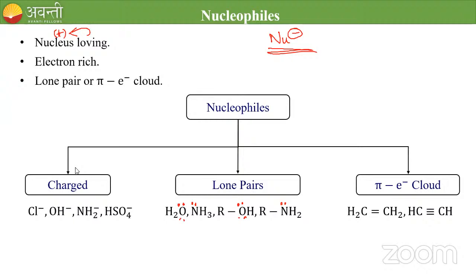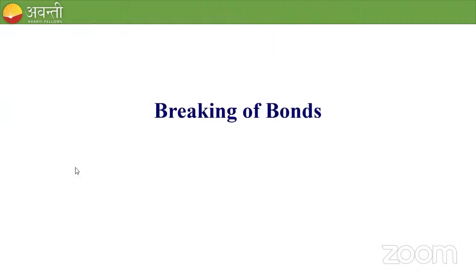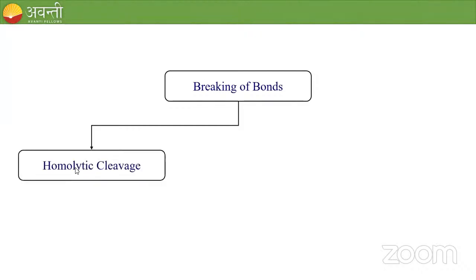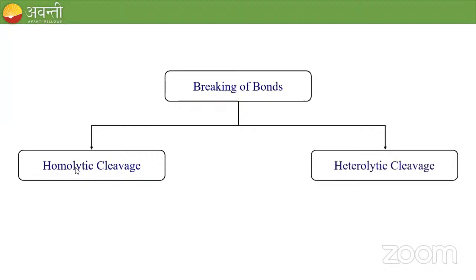Okay, my dear students. So now let's enter into the second topic. The second topic is breaking of bonds. Bonds can be broken in many ways. Many means two different ways. One is homolytic breakage or homolytic cleavage, and the other one is heterolytic cleavage. So you all know the meaning of homo and hetero, right? Let us discuss one by one.